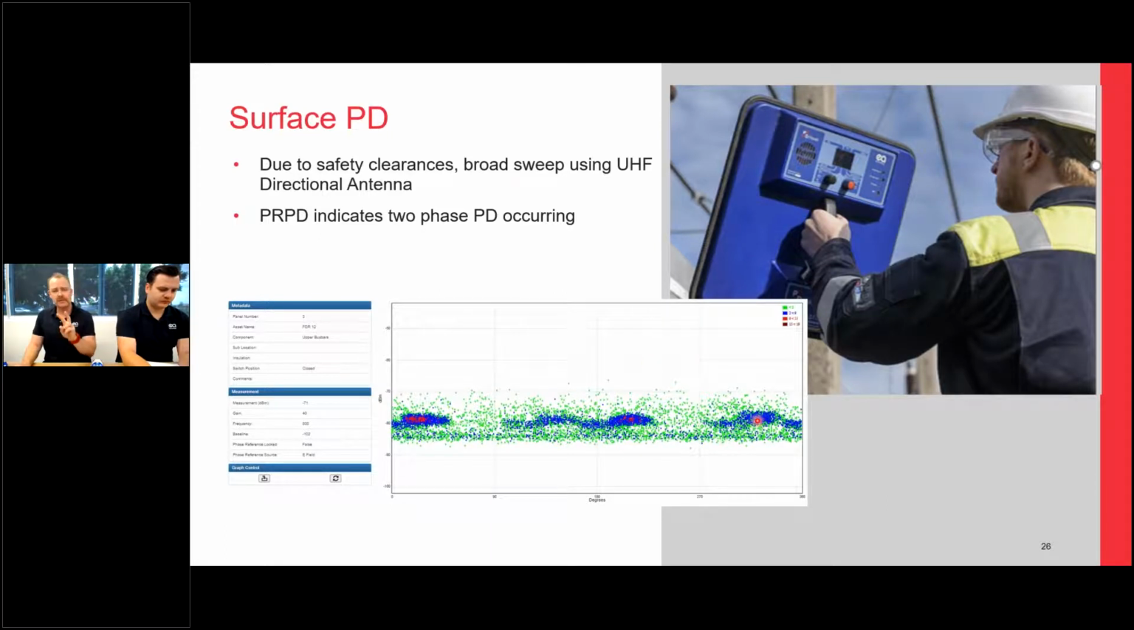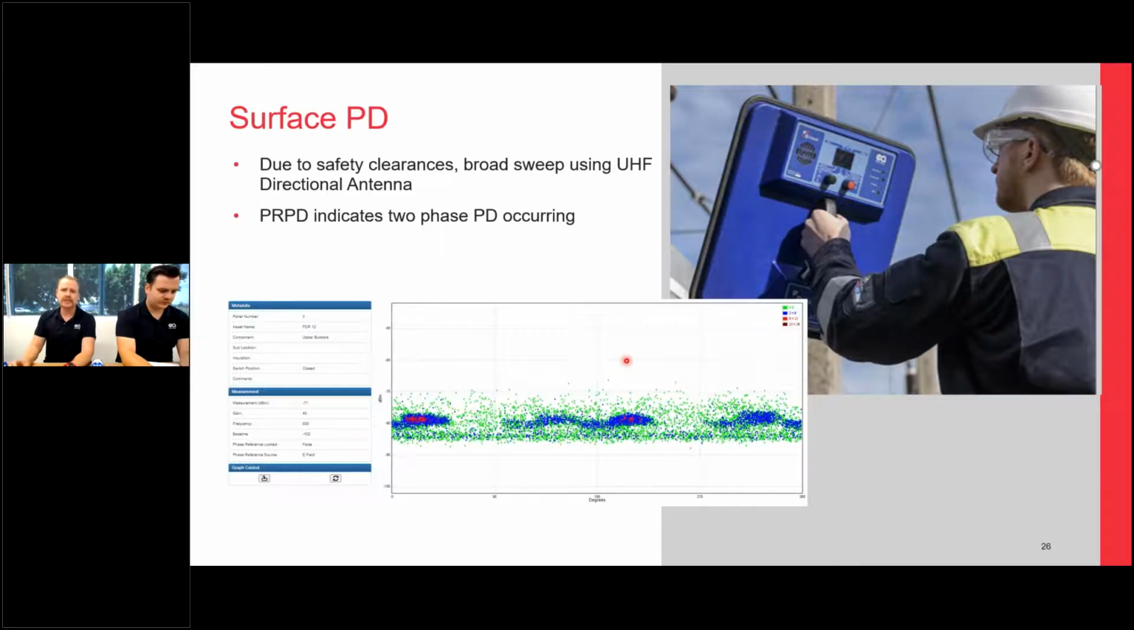That'll be a second phase of PD. So I can tell that there's 2 phases of PD occurring by pointing the antenna at it from a couple of meters away. At that point in time, we don't exactly know whether it's internal void or surface PD, because the UHF antenna will see both defects, basically. That's why you don't know.